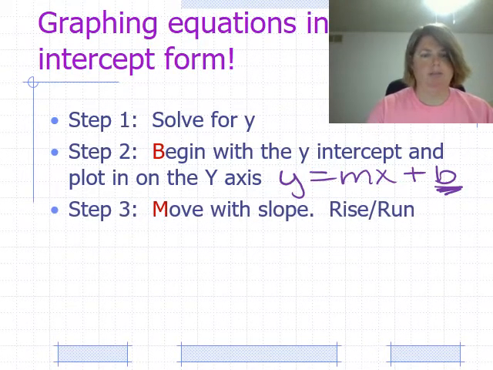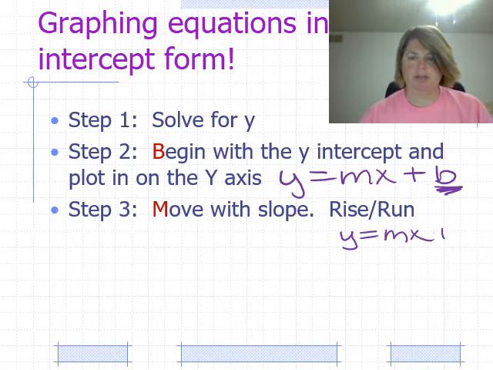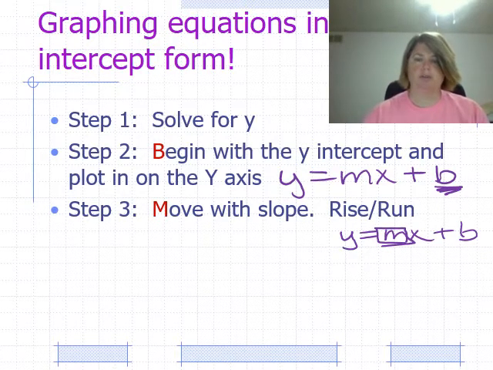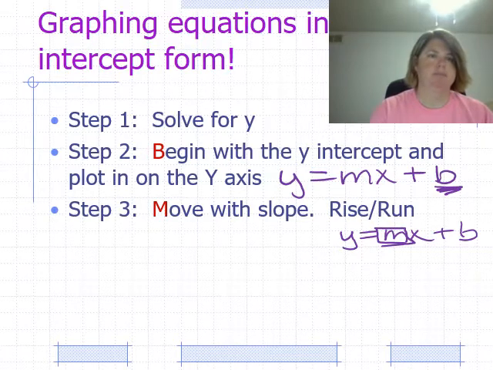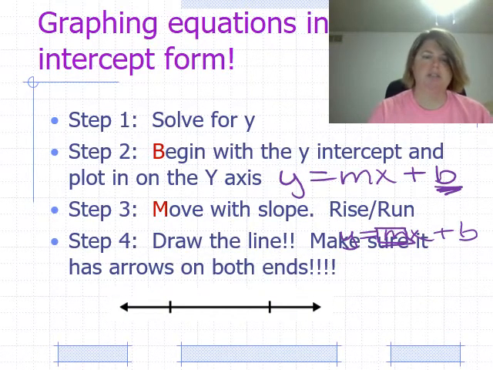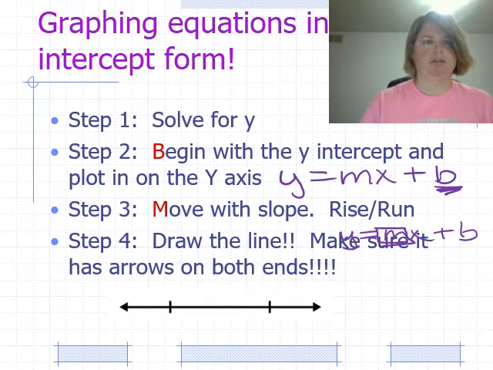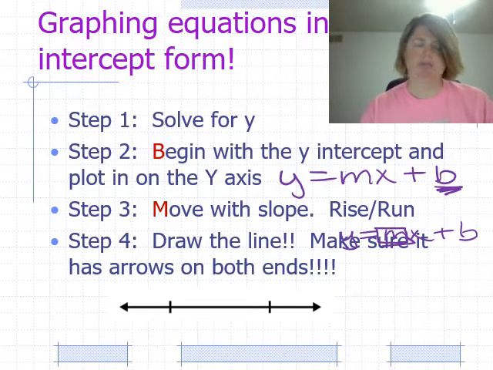And then step 3 is you're going to move with the slope. So again, if we look at what y = mx + b, the slope-intercept form, looks like, there's m. You're going to move with the slope, that rise over run. And then finally, you're going to draw the line. And make sure that the line has arrows on both ends to represent that it goes on forever and ever from those points. So make sure that you have these steps written down, please, even if you already know it.